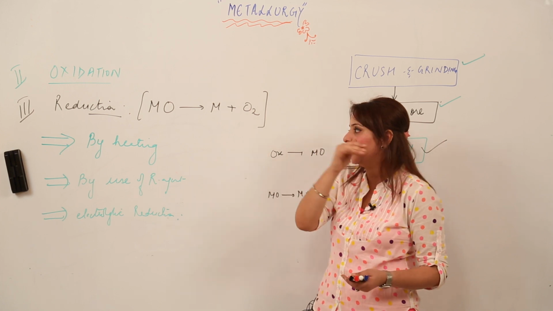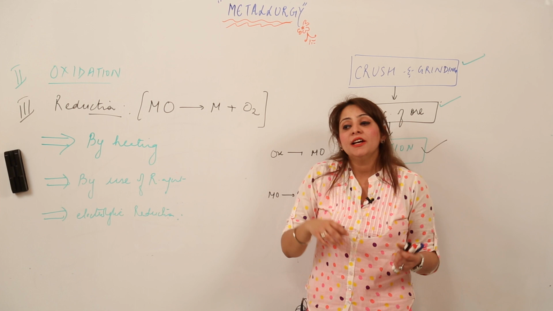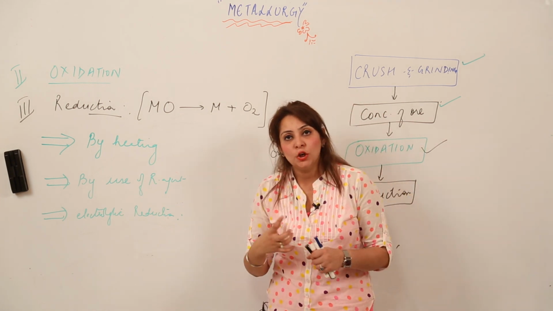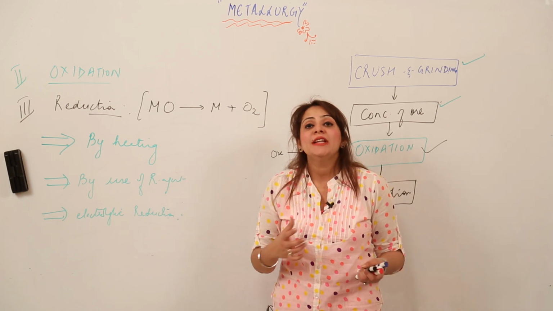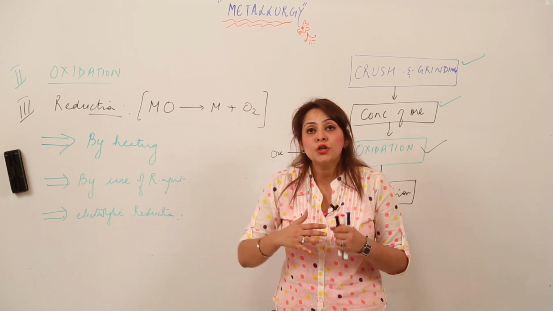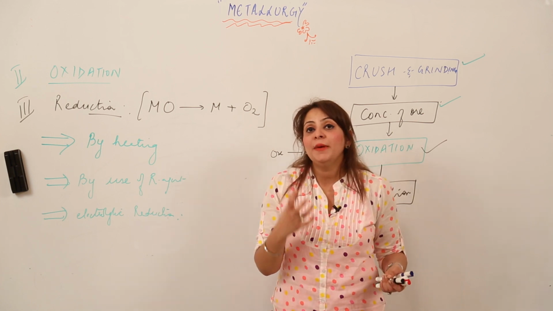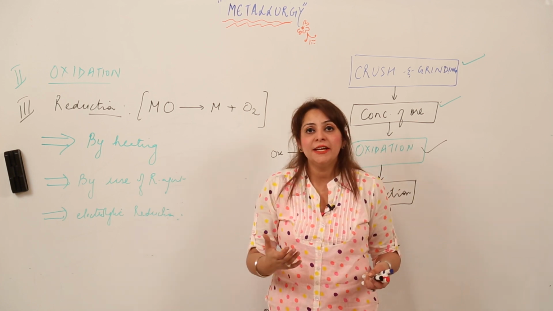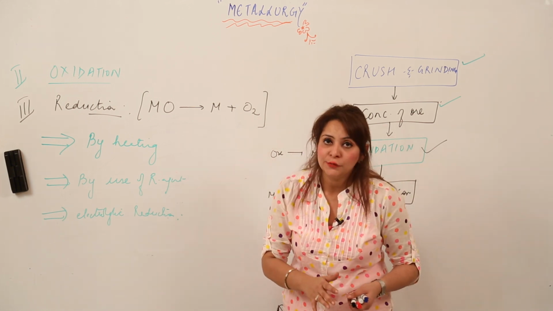So again, just look at the board. So the first method is by heating. Obviously if we have a certain metal oxide and we can just separate the oxygen from the metal by heating, that means there is not so strong bonding between the metal and oxygen, right? So what kind of metals can they be? Obviously there will be metals which are not so reactive, which fall at the bottom of the reactivity series.